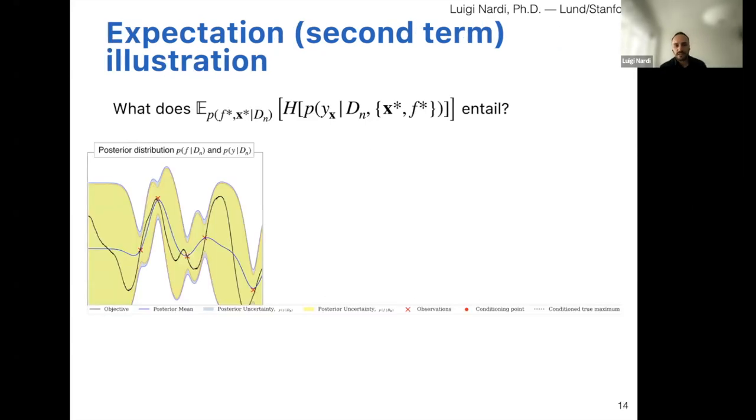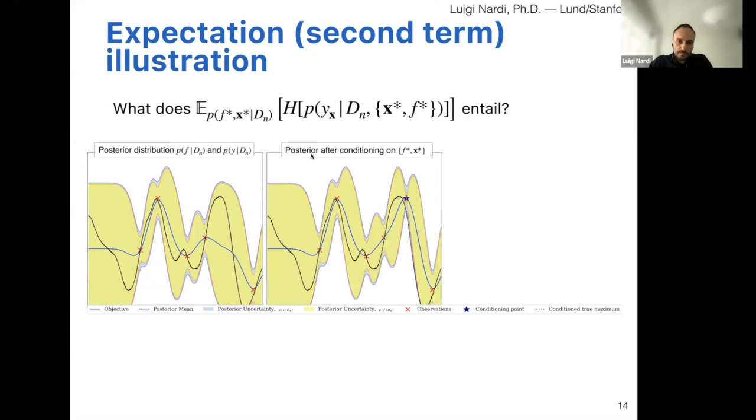So let's illustrate this a little more in depth, and specifically I'm focusing on the second term, because the first term is computed in closed form, so it's pretty simple. We are using an application with noise here, so you can see the Gaussian process with 1, 2, 3, 4, 5 observations. You can see in blue the little noise element, and this is P of F given D_n and P of Y given D.